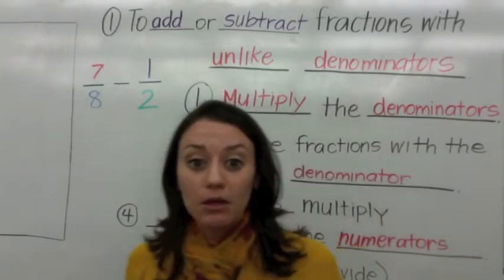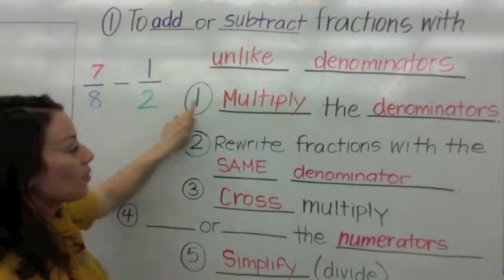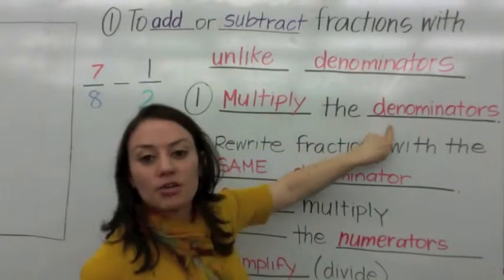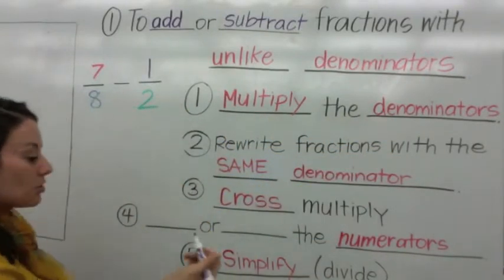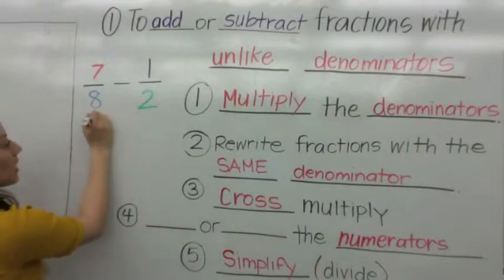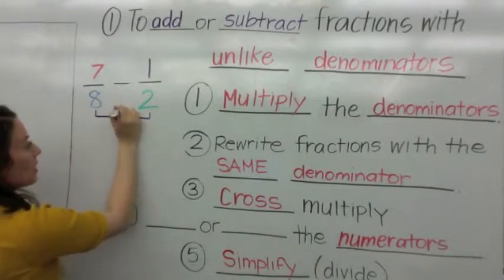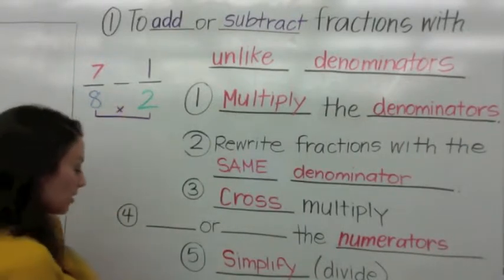And how do you do that? Well, step number 1 is multiply the denominators. Write this. Multiply the denominators. So that would mean I'm going to actually multiply 8 times 2 to make the denominators the same.